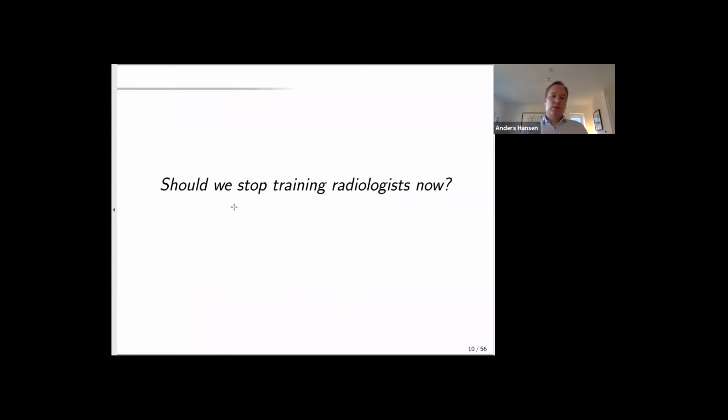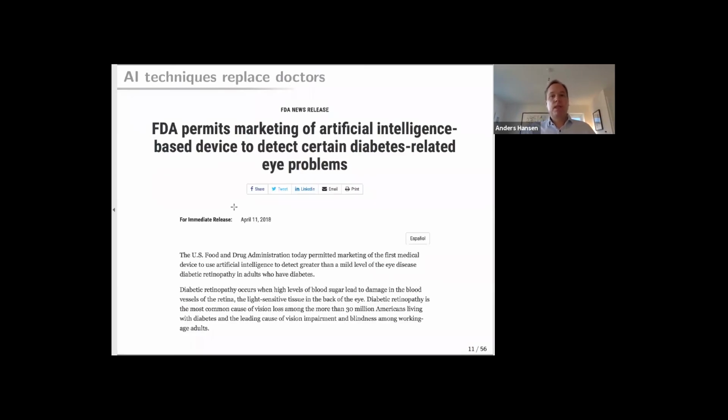But I want to take Hinton's suggestion seriously, and I would like to ask the question: should we really stop training radiologists now? A radiologist being replaced by a computer is actually not science fiction. Having the automatic doctor is not science fiction at all. It's old news. I want you to take a look at the date here, April 11th, 2018. That's almost 3 years ago. That is a very historical date.